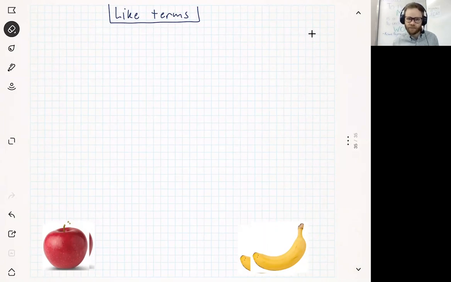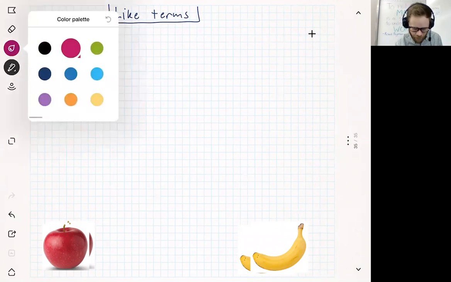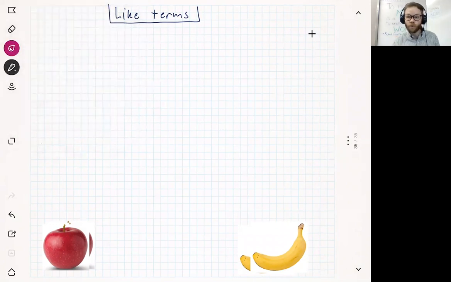I'm hoping to explain to you all in this lesson how like terms and simplifying equations with like terms works. So for now, as you can see on my screen, I do have some bananas and some apples. Let's just ignore those. The first thing I want to bring up to you all is that you all already know how to combine like terms. Here's how I can prove it to you.